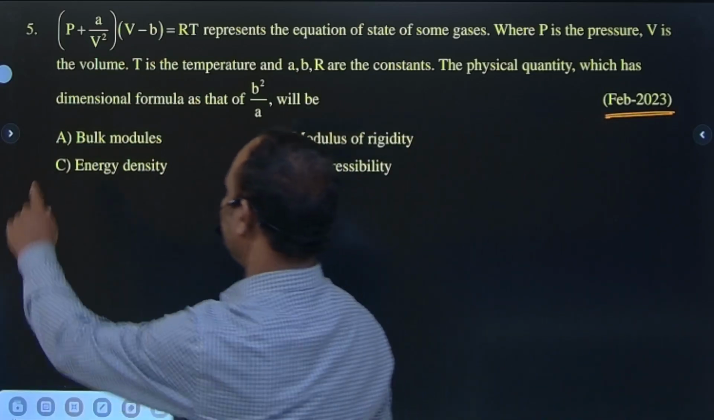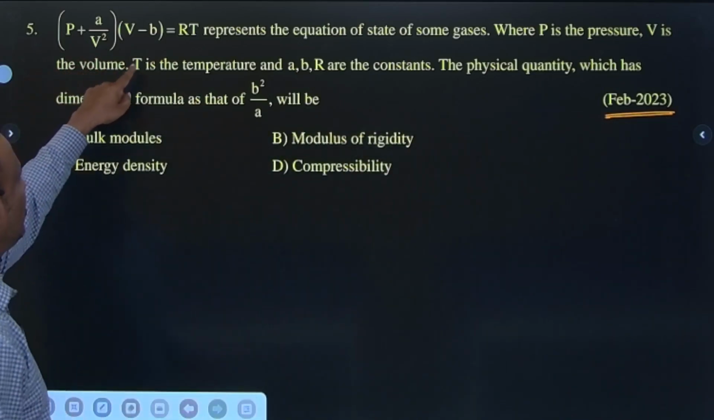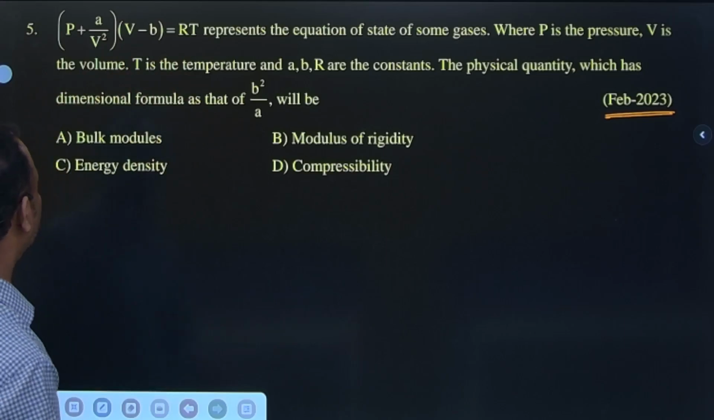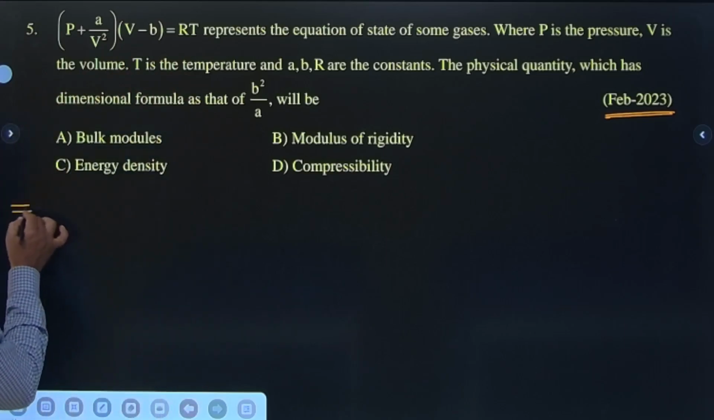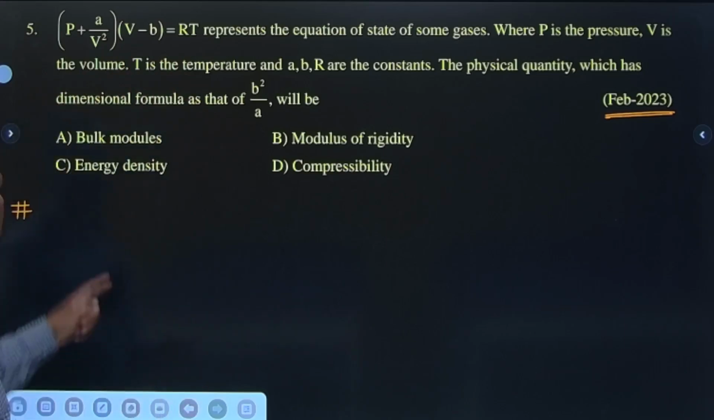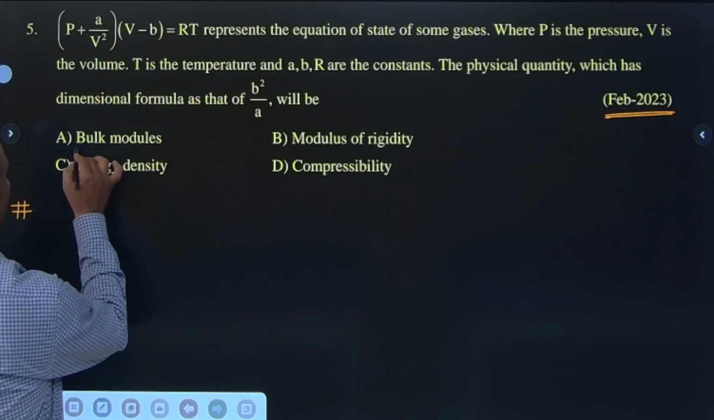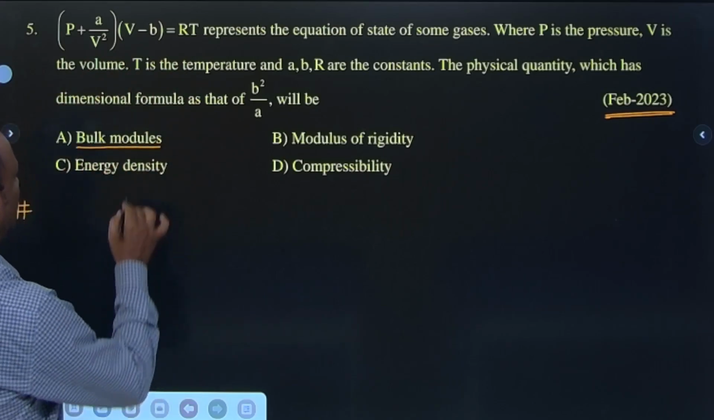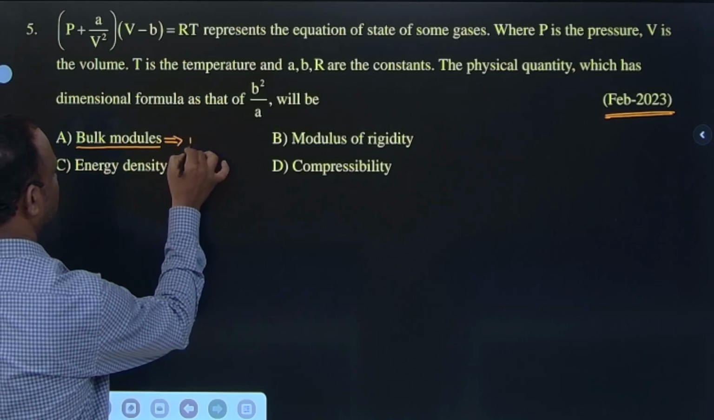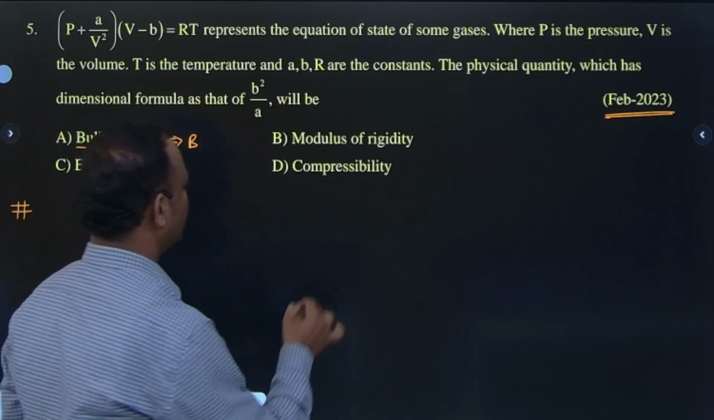So here (P + a/V²)(V − b) = RT, and the terms have their regular meanings. Before that, we should know about these options. Bulk modulus, what is it? It's B.